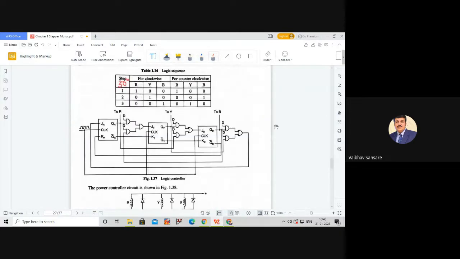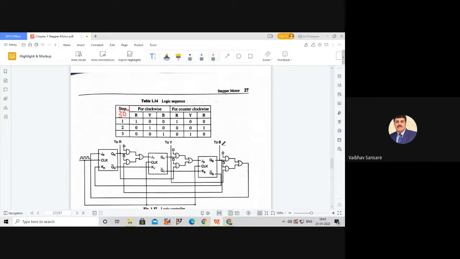Now this is the logic controller for this circuitry. We are not going to discuss this logic controller in detail. As I have already explained, the logic controller is made up of flip-flops. One flip-flop set is there for each phase. The output of the first flip-flop is given as input to the second flip-flop through AND gate and OR gate connections, and according to these sequences, the input is generated for the different phases, that is the Y phase, B phase and R phase. So this is the general logic controller which is provided for the stepper motor.